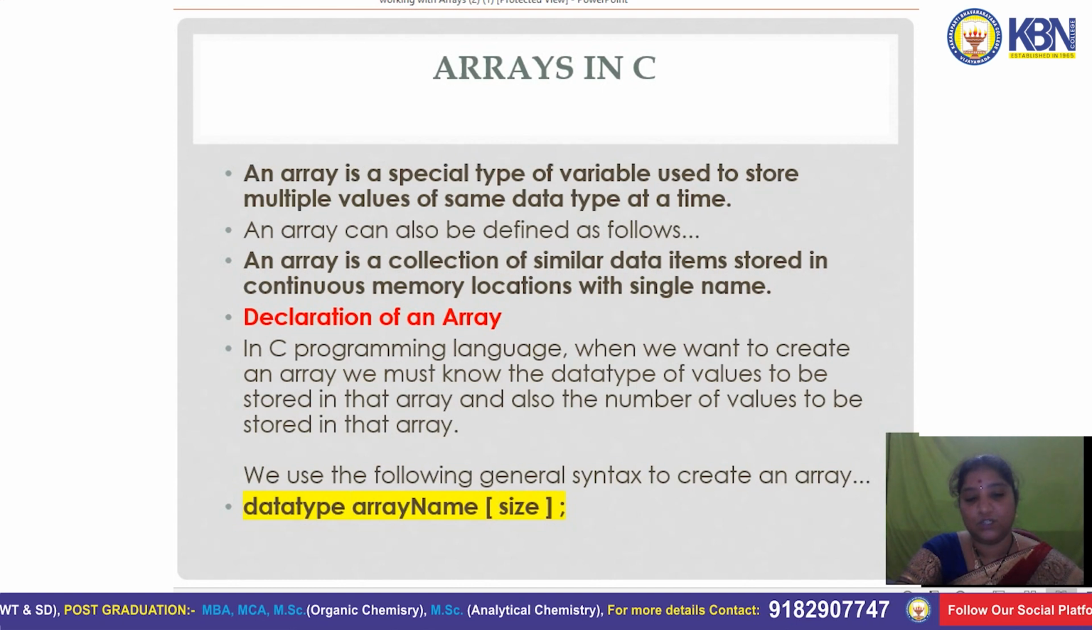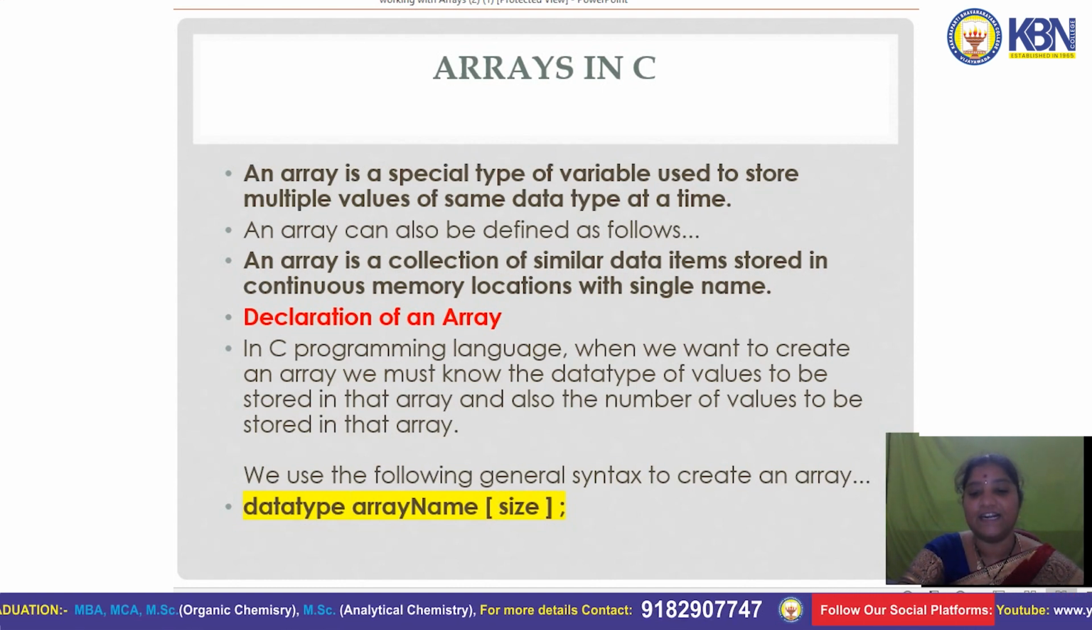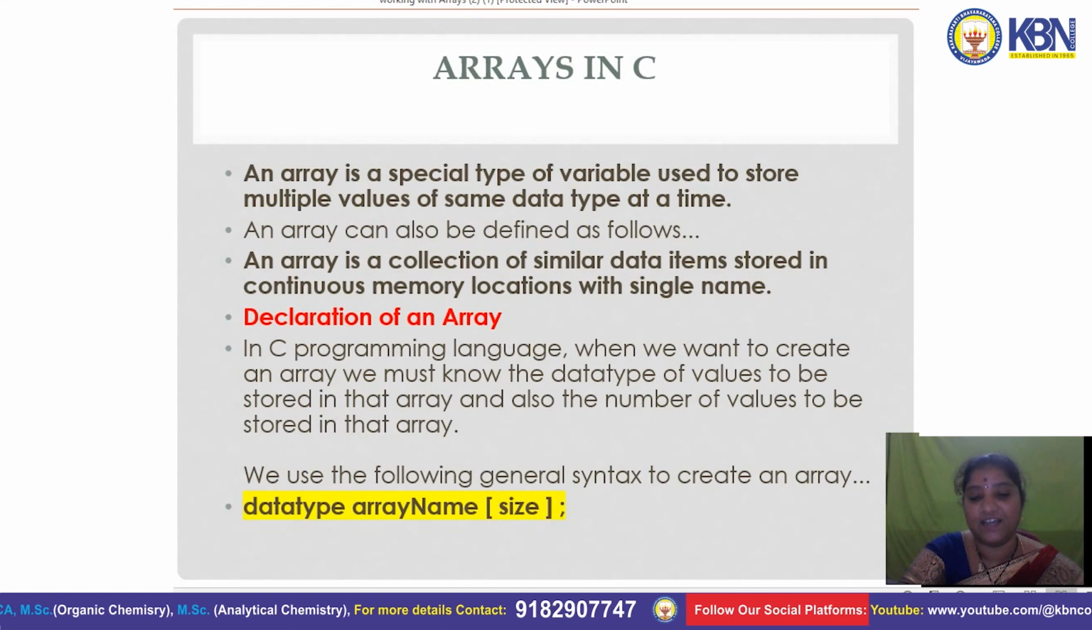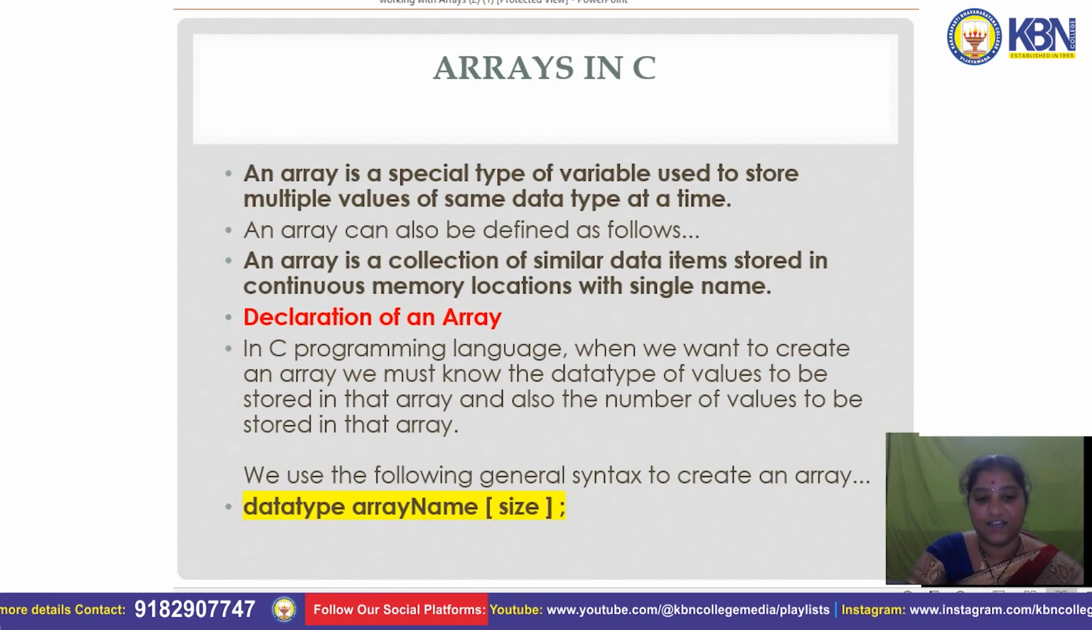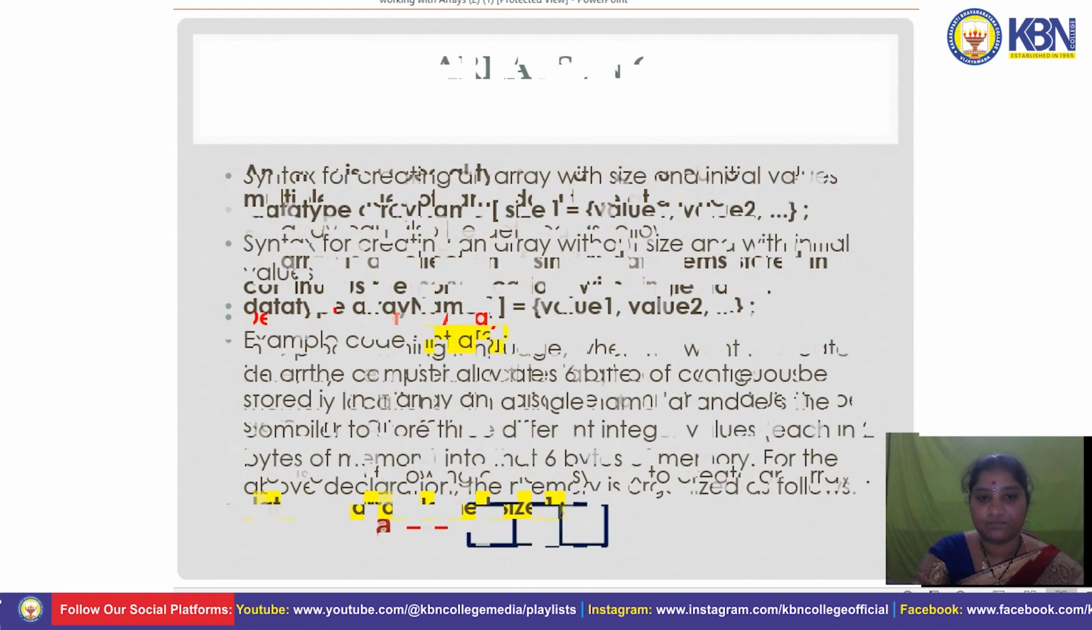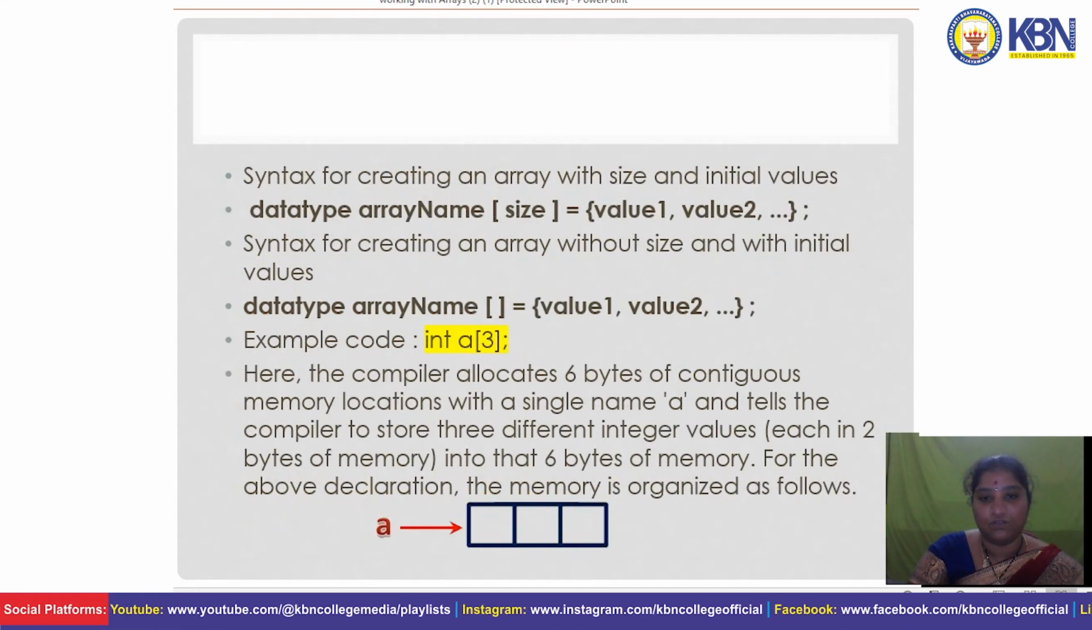Now let me explain what an array is and how to declare one. When we want to create an array, we must know the data type of the values to be stored in that array and also the number of values to be stored in it. This is the syntax to create an array: data type, array name, and its size. Then we can give the initial values: data type, array name, size, value 1, value 2 and so on. It is nothing but roll number 1, roll number 2, roll number 3 and so on.